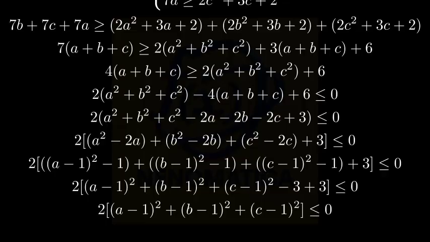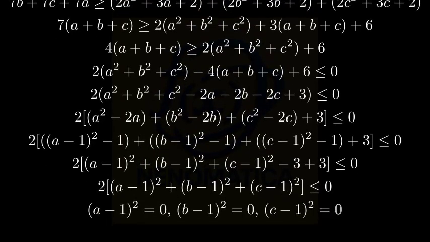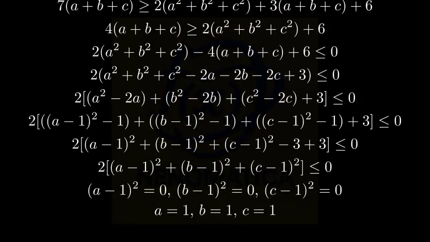Since squares are always non-negative, the sum of squares can only be less than or equal to 0 if each square is exactly 0. This means (a - 1)^2 = 0, (b - 1)^2 = 0, and (c - 1)^2 = 0. Therefore, a = 1, b = 1, and c = 1.